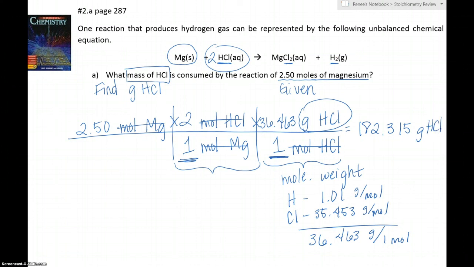But our problem gives us only 3 significant digits. So we will round this number to 3 significant digits and get 182 grams of hydrochloric acid. And that's your final answer.